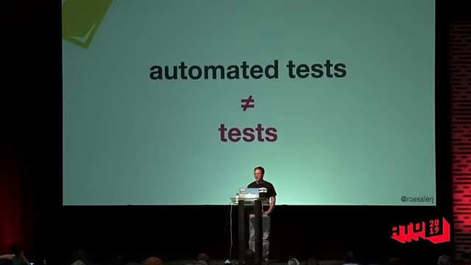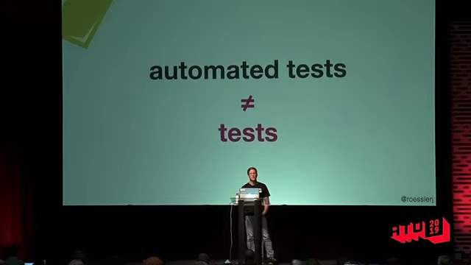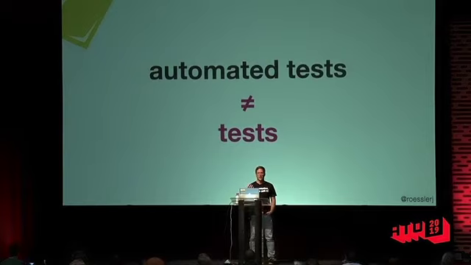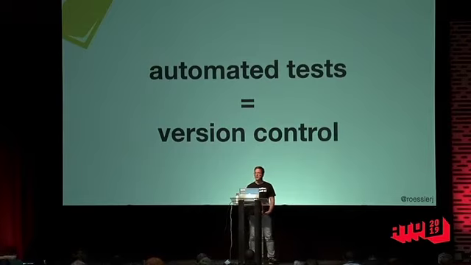And in that regard, we argue that automated tests are not tests. Because when you execute a manual test, what you try to find is a bug. At the second you execute the test, you try to improve the quality of your project. But with an automated test, you expect that it passes. So all the automated test does is guard you against unintended changes, against regressions. So in that regard, an automated test is more like version control than a typical test.